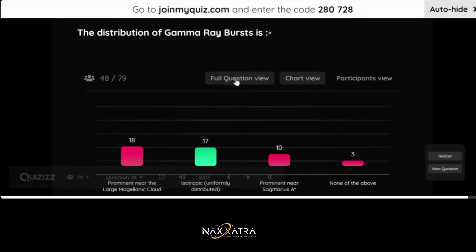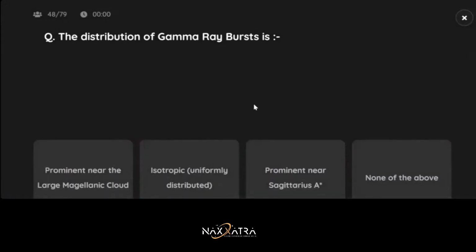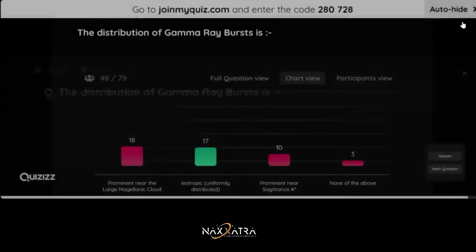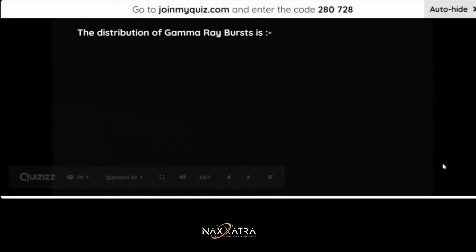Yeah, so the correct answer is isotropic, or uniformly distributed, because gamma ray bursts can happen randomly in a galaxy, and they are uniformly distributed throughout the universe. There are many factors, and they say the final result is isotropic. So, the last question.